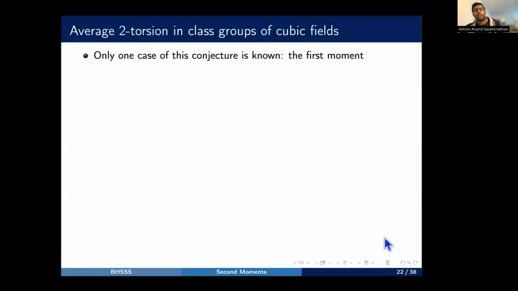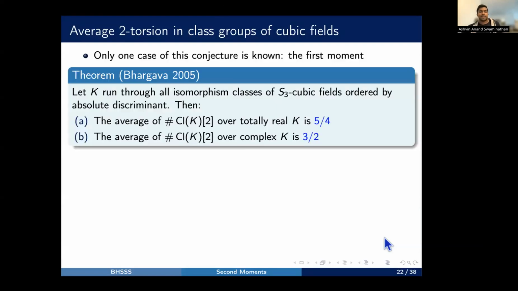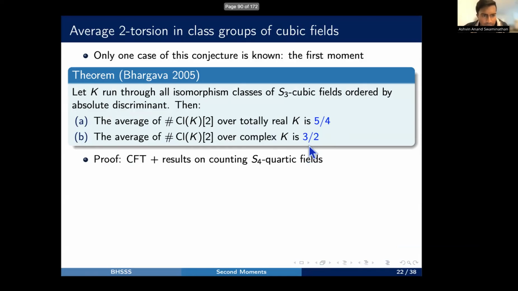All right, so I think only one case of this conjecture is known, and that's the case of the first moment, which is one of the main results of Bhargava's thesis, where he shows that the average size over totally real cubic fields is 5/4, as predicted, and over complex fields is 3/2. So I'll tell you a bit about the proof of this shortly, but the main idea is to leverage class field theory, which reduces the problem to counting quartic number fields. And then Bhargava has results about parametrizing quartic number fields and counting them. So that's how the proof of this goes.